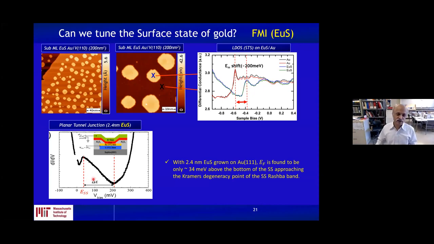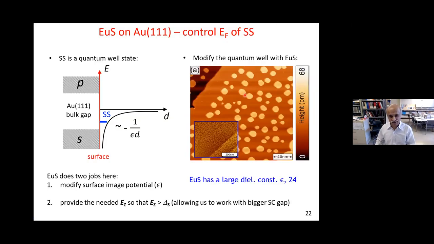Now, this nicely agrees with what we see in the planar junction as well. There also you can see the surface state of the gold moved way down compared to the Fermi energy. I mean, yes, the Fermi energy moved way down, closer to the band edge, the surface band edge. So we are able to move the chemical potential all the way down towards the edge of the band by having a thin layer of europium sulfide.